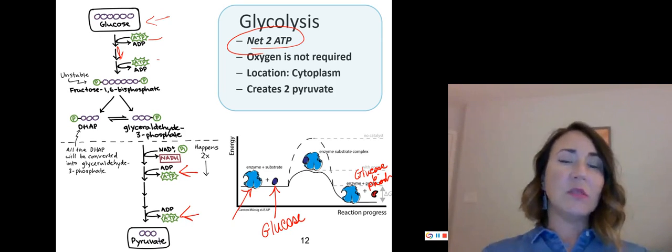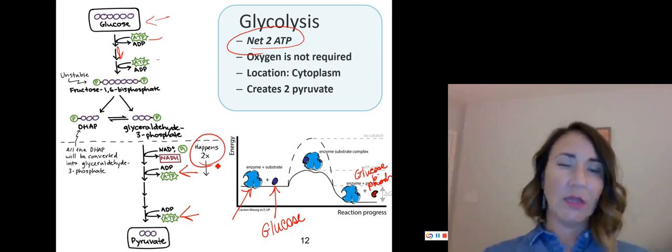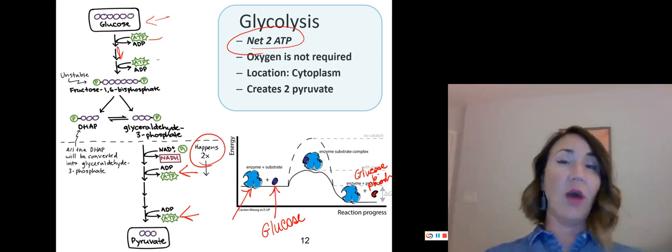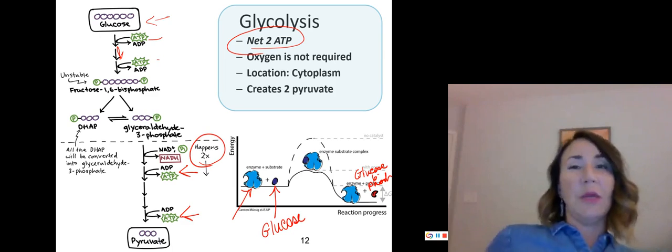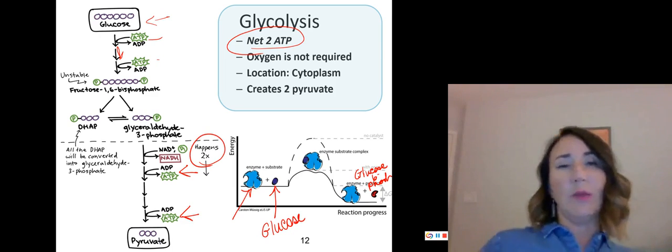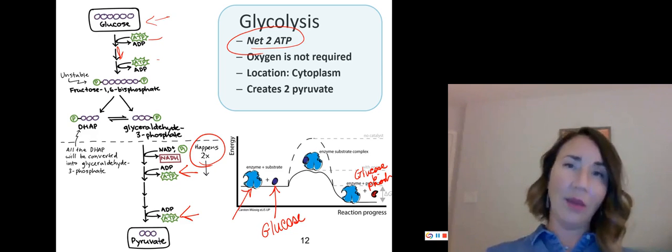And so that's because this process happens twice. Throughout the process of glycolysis, we insert ATP and we get some ATP out. We insert ATP and we get some out. And so at the end, you get 2.